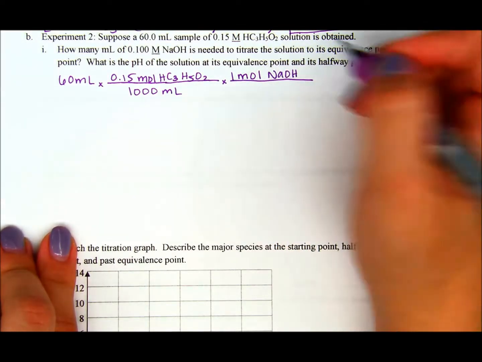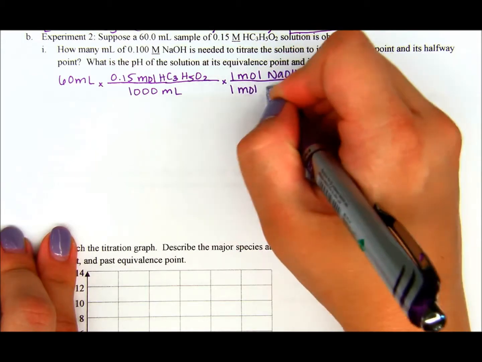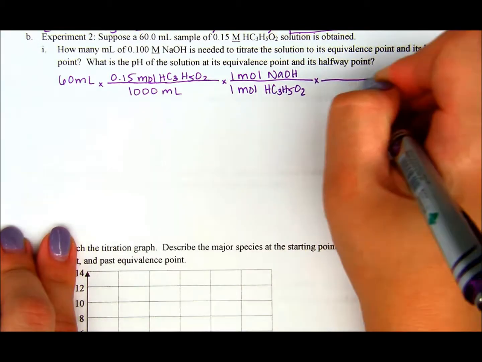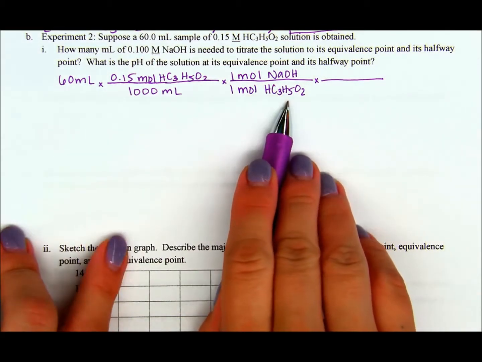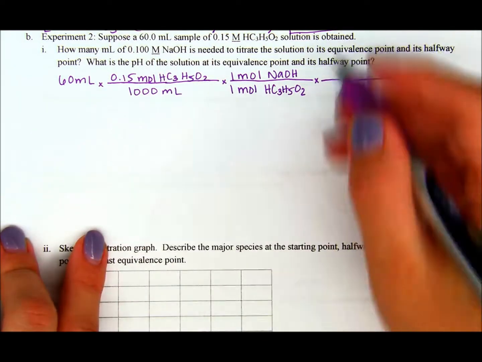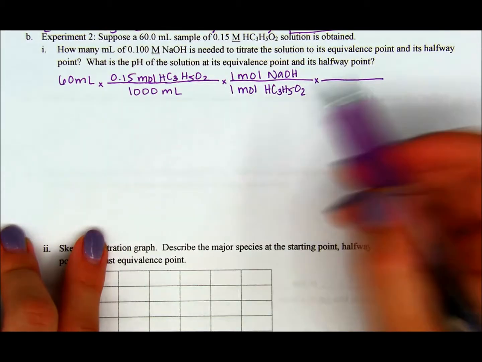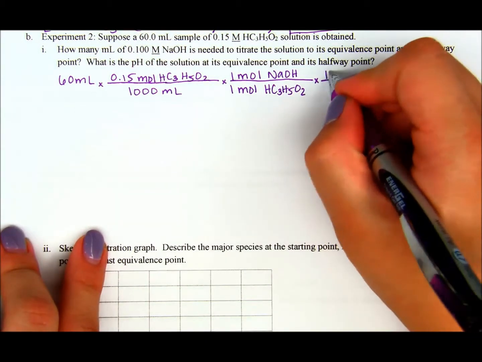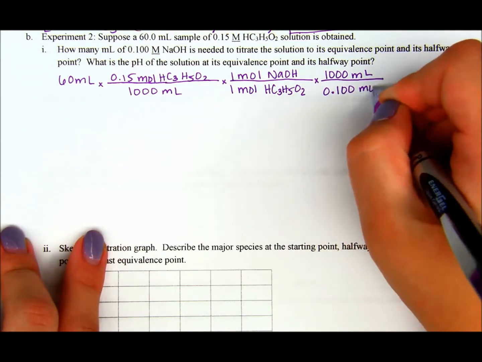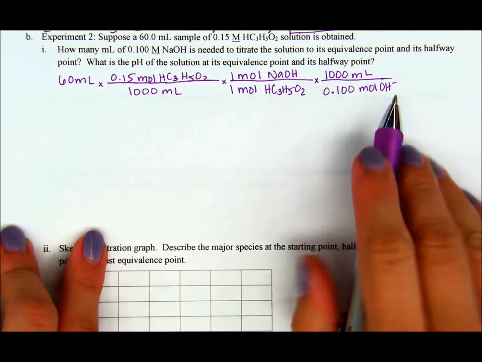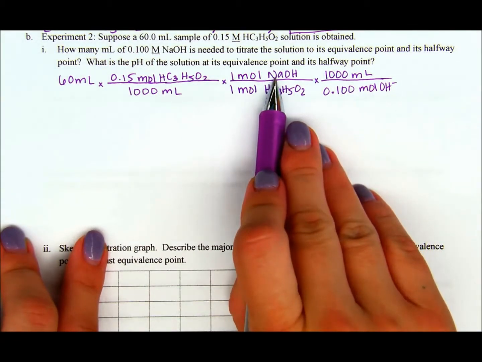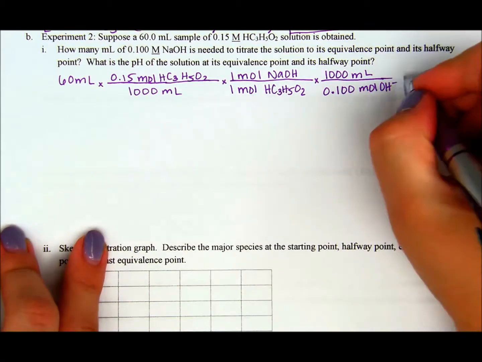Or 1 mole NaOH, or OH minus, for every 1 mole HC3H5O2. And then I have the molarity of my NaOH, 0.1 molar NaOH. So I'm going to plug that in to get the volume, because it's asking how much NaOH am I going to use. So for every 1,000 milliliters, 0.100 mole OH minus. I'm using OH minus and NaOH interchangeably because for our purposes in the net ionic they're the same. We can just ignore that sodium.